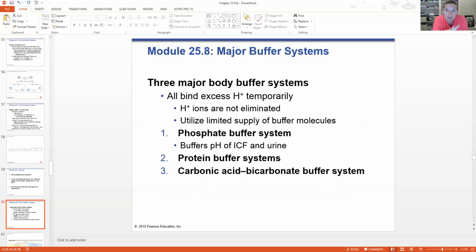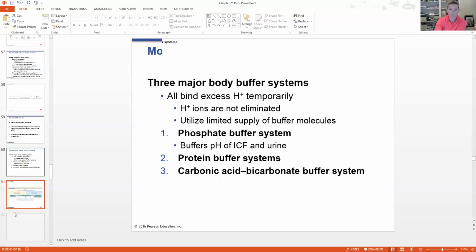They all bind to hydrogen ions temporarily using that weak base system that I just mentioned. The hydrogen ions are not eliminated, they're just absorbed, and then they can be released or absorbed depending on what the overall pH is or what the overall hydrogen ion concentration is, because pH is a hydrogen ion concentration measurement. The phosphate buffer system buffers pH in the ICF, intracellular fluid. This is the major one inside of our cells. We also have a protein buffer system and the carbonic acid bicarbonate buffer system.